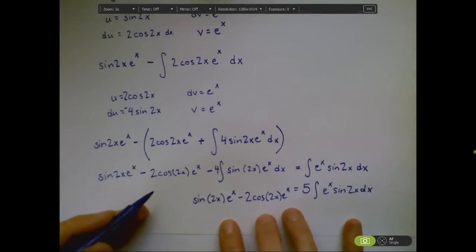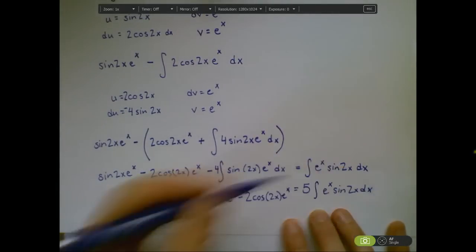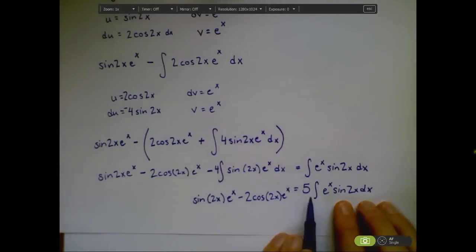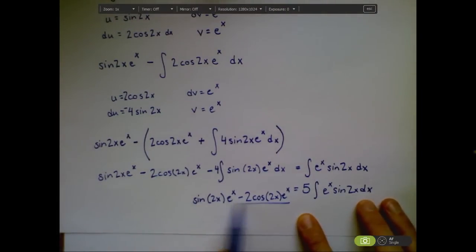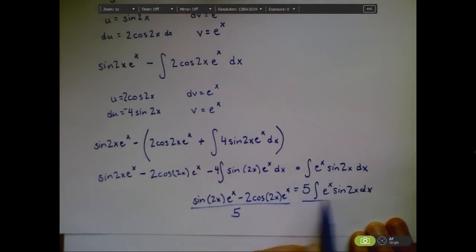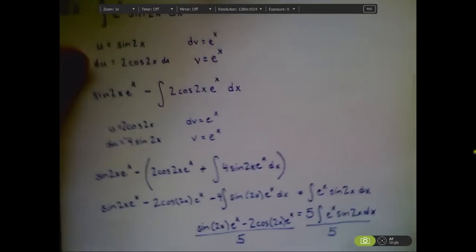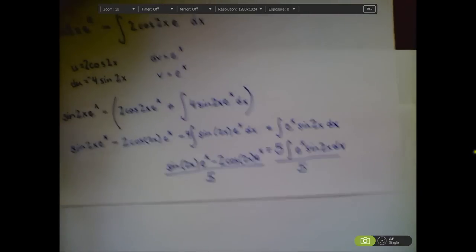Uh-oh, my equal sign got a little messy, right? But then we're done, because now I divide both sides by 5, and that tells me what my integral is equal to. So I'm going to divide this by 5, and divide this by 5, and I end up with my final answer. So this was a messy by parts. I had to do by parts twice. Whoops. Get it in the sheet of paper.